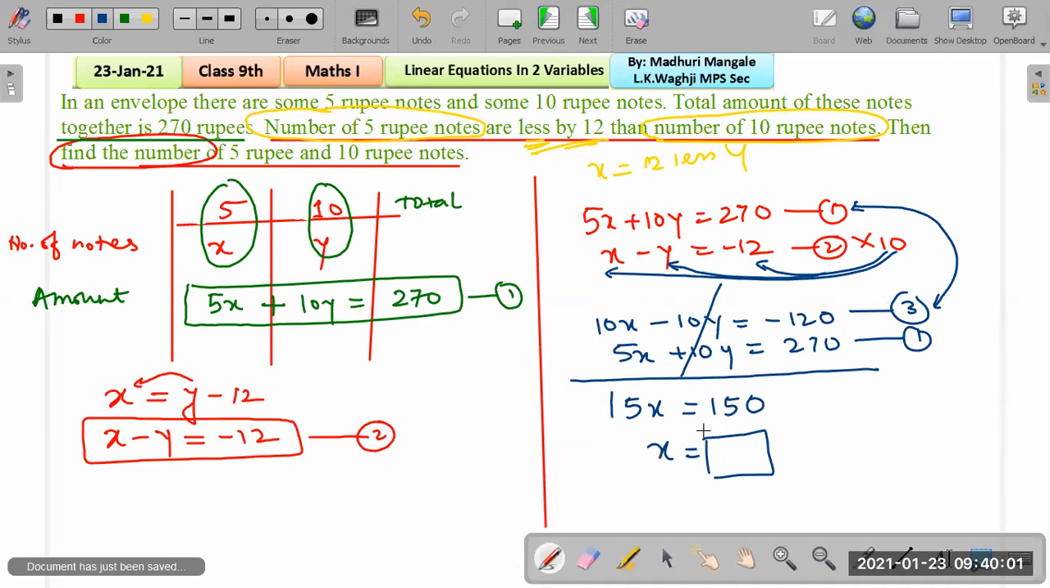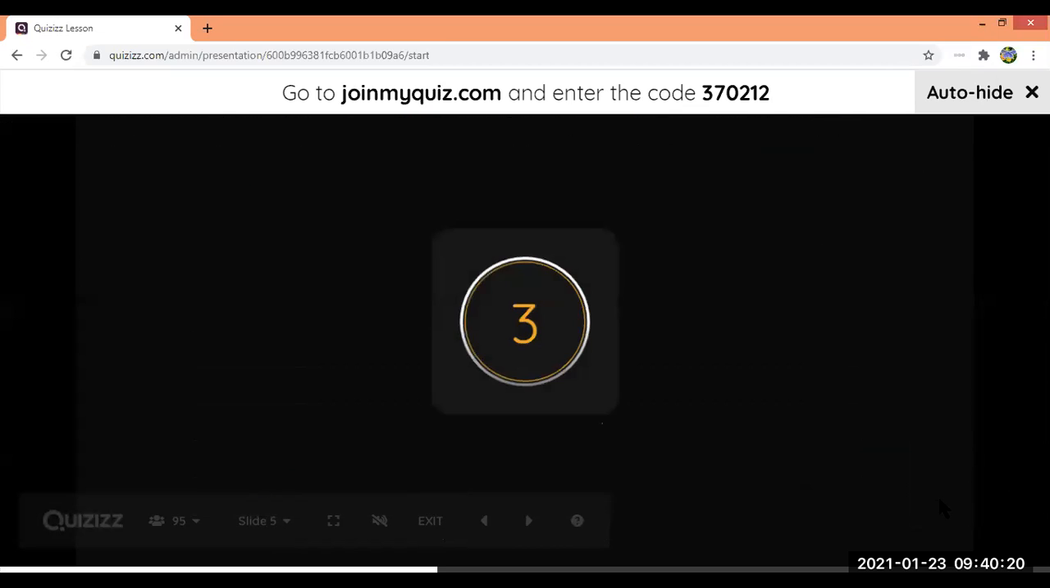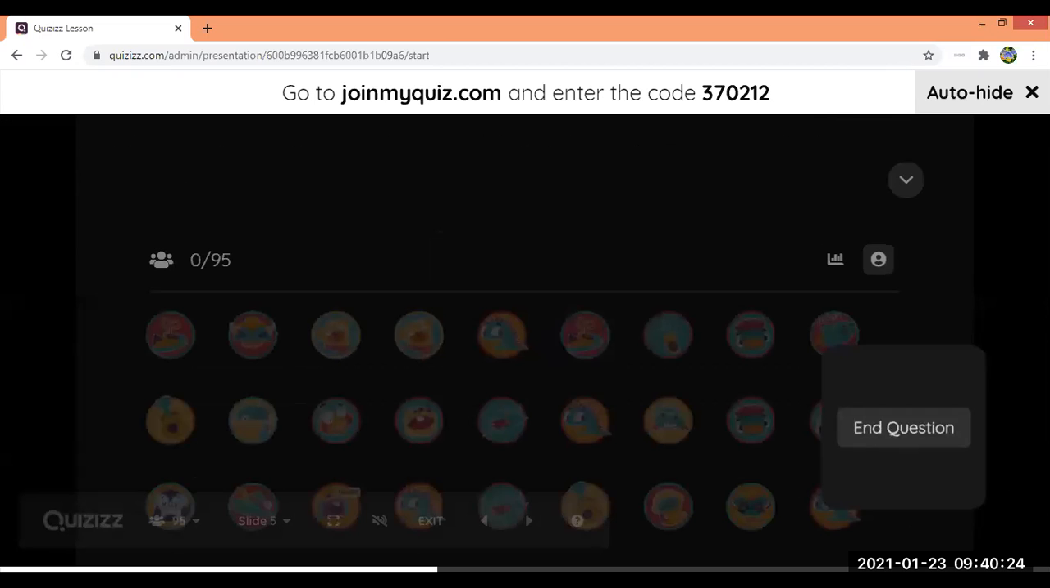Okay, and then once you get the value of x, you try to get the value of y, and then we move to the quiz link, where you will look at the next solution. So try out, get the values of x and y, and enter it on the board.